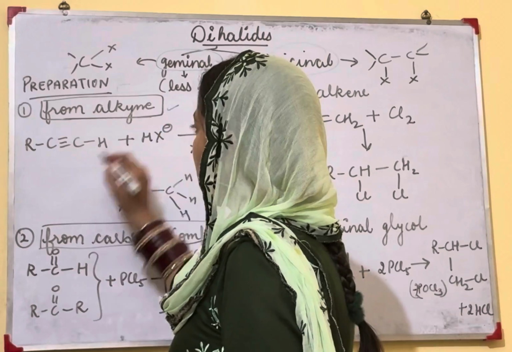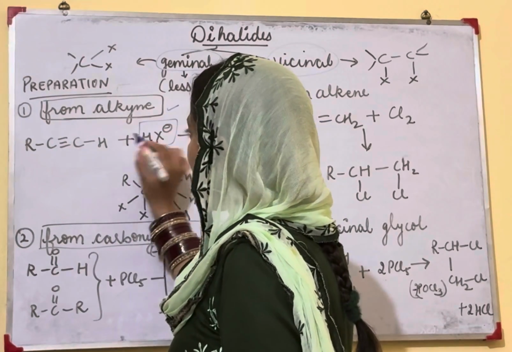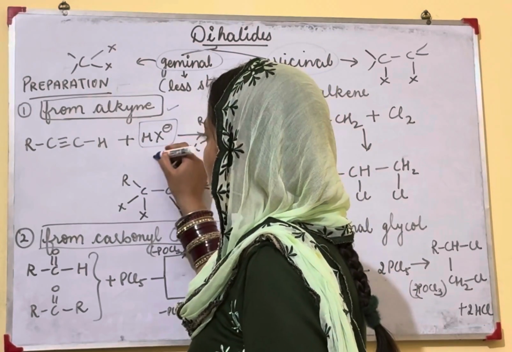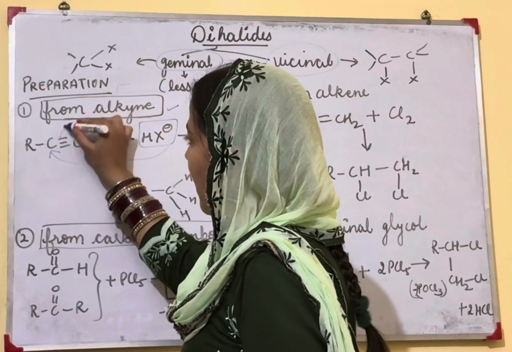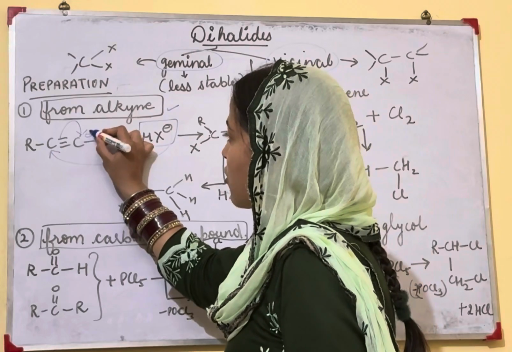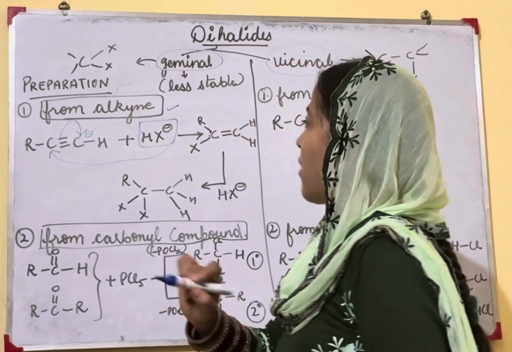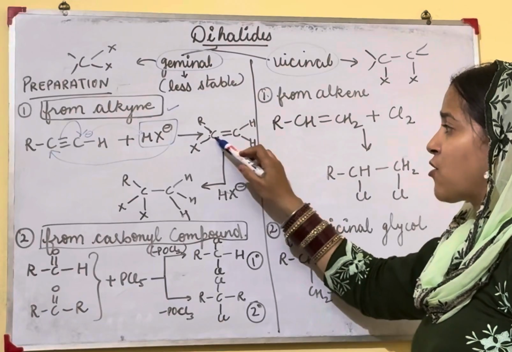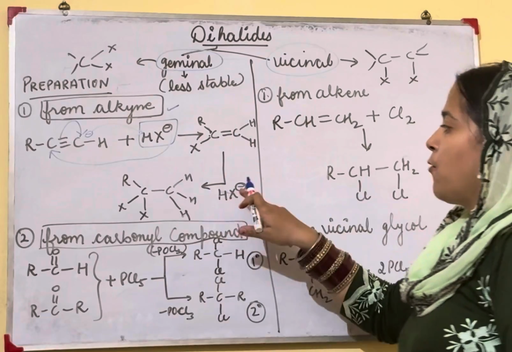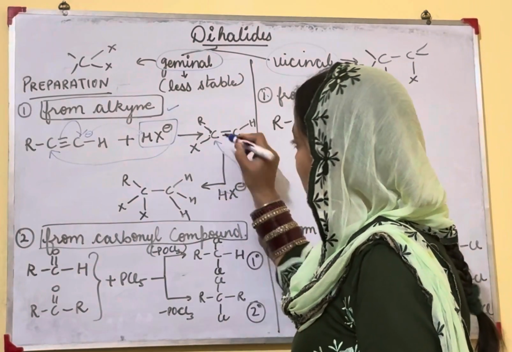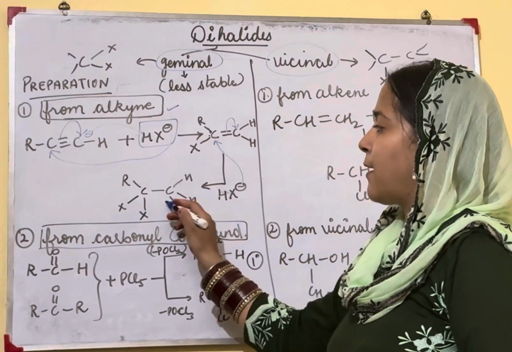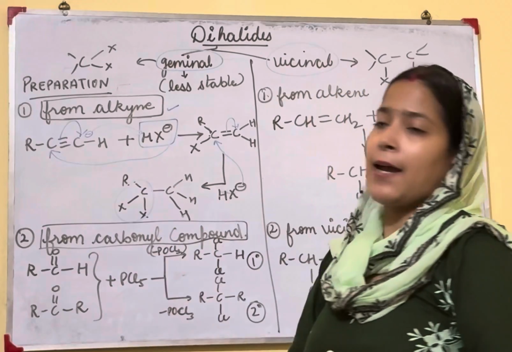First, from alkyne. If we react a terminal alkyne with an alkyl halide, what will it form? This negative will attack on this carbon and this bond will move further. Here it gives the negative charge, and this negative will attack on this positive hydrogen. So here hydrogen will be attached and here halogen will be attached. After this, it will further break because it's a double bond. We will again add this. It will again attack on this same carbon and it moves here, and this negative will attack on H, and it leads to the formation of geminal dihalide.